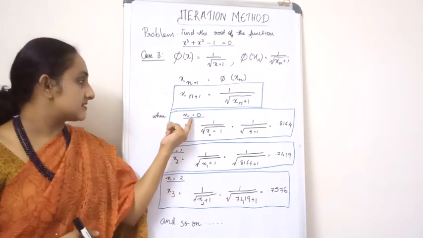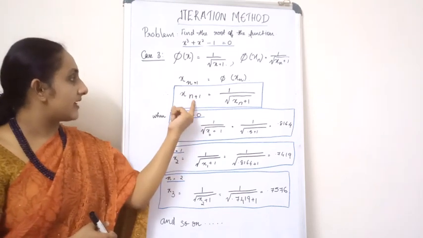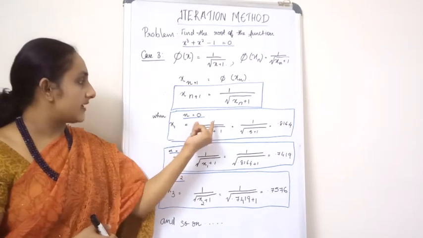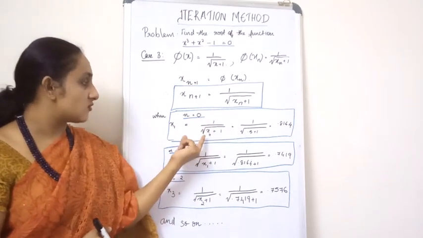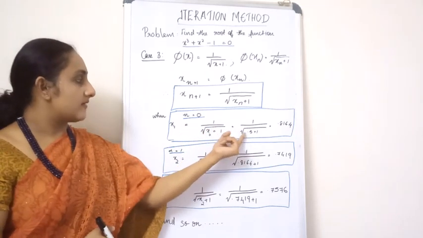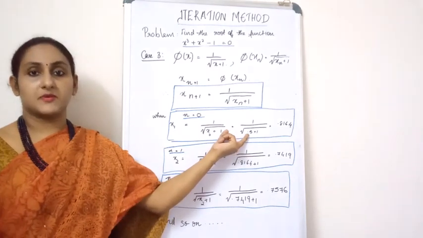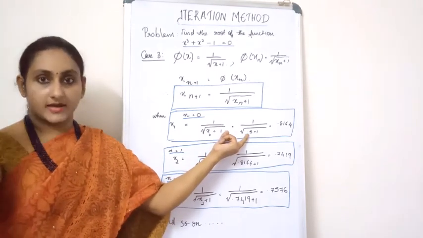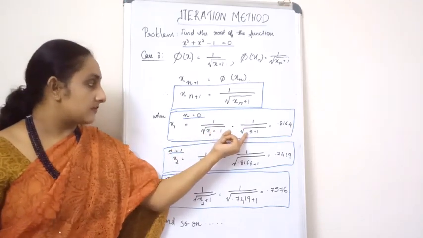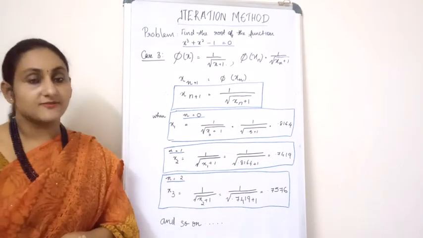So when n is equal to 0, I get x1 equal to 1 divided by root of (x0 + 1), which is equal to 1 divided by root of (0.5 + 1). Now you will be wondering how I got 0.5. 0.5 is nothing but your initial root, that is x0. Substitute 0.5 plus 1, and you will get the answer 0.8164.